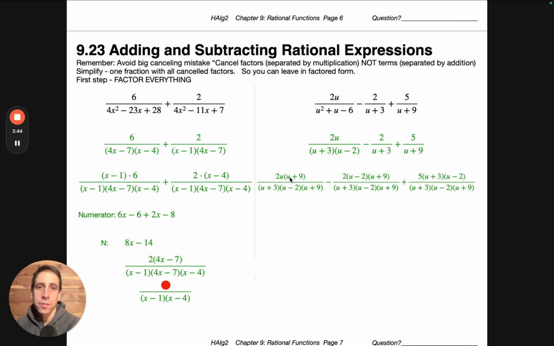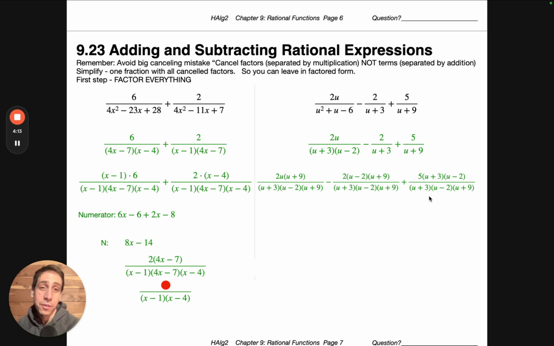So this one needs a u plus 9. The middle fraction here is missing both the u plus 9 and a u minus 2. So we have to multiply that middle fraction by those two different factors. And then you have to multiply the right fraction by the things that it's missing. It's missing a u plus 3 and a u minus 2. Okay, so the least common denominator has all three, and all fractions have all three factors.